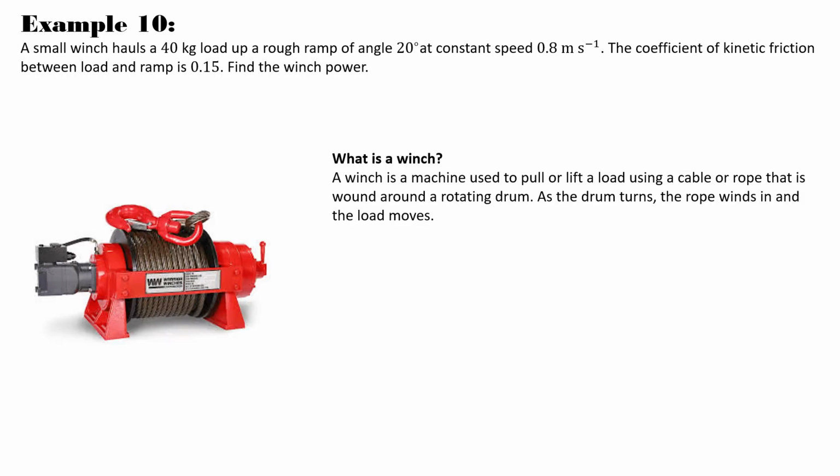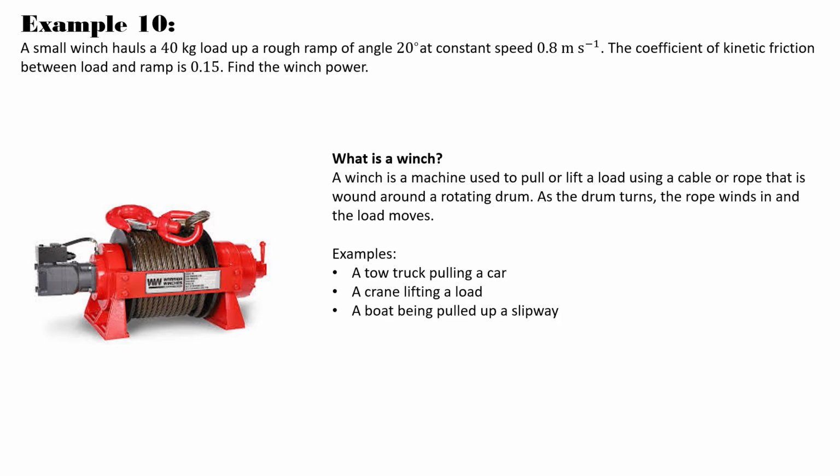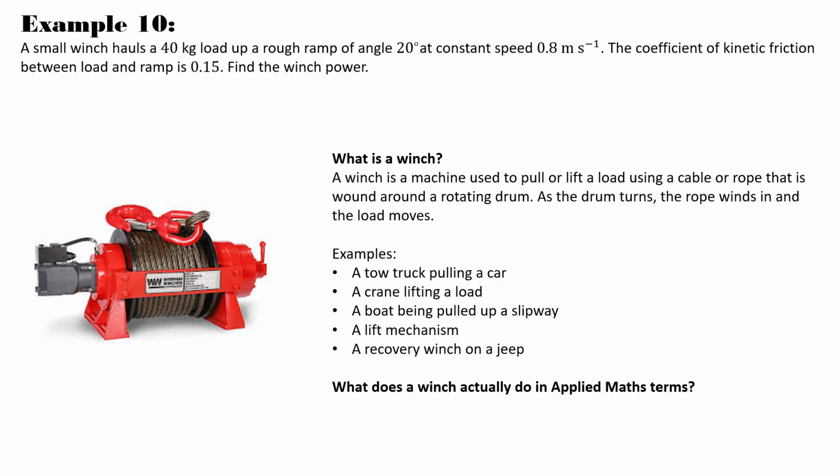So a winch is basically a machine. I'm sure you've seen it, and they're used to pull or lift something quite heavy, and it uses a cable that's wrapped around a rotating drum. So that black drum is turning and either releasing that cable, it's not really rope, cable, or pulling that cable back. So you might see it on a tow truck or a crane or a boat, or even lifts use this idea. So what does it really mean for us?